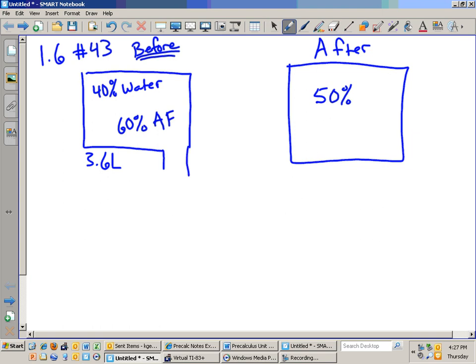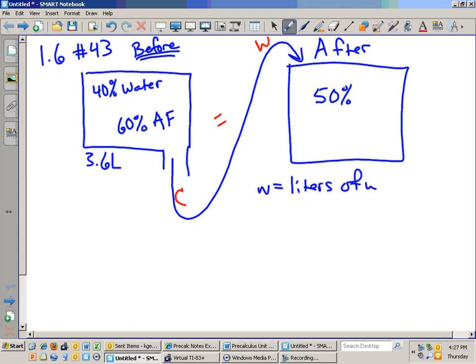We actually have stuff leaving here and entering here. Whatever leaves here, we'll say coolant leaves, we put water in. Those are the same things. The amount of coolant that leaves is the same as the water that enters. So W is going to equal liters of water added. Note that that's exactly equal to the amount of coolant that left the radiator from the previous state.